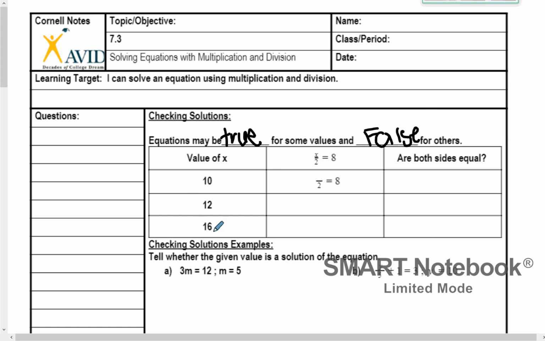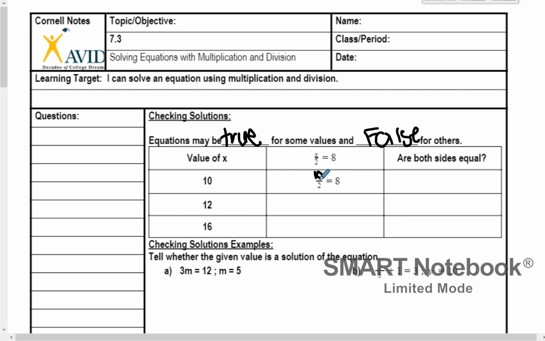Okay, so here we're given some values for x and we're given an equation. We want to know, are both sides equal, meaning is this a solution to the equation? Our equation is x over 2 equals 8. First we have to think about what operation that fraction bar is. A fraction bar is the same thing as division. So we're going to plug in 10 first for our x. Instead of writing x over 2, we write 10 over 2 equals 8.